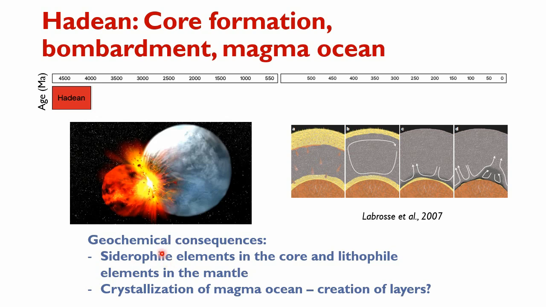During the Hadean as well, the magma ocean shown here, it's a figure from Labrosse from 2007. The magma ocean crystallized, and so that also has probably some important implication, because it could most probably have created layers in the inside of the mantle. So that's things that you should keep in mind later on in my talk.